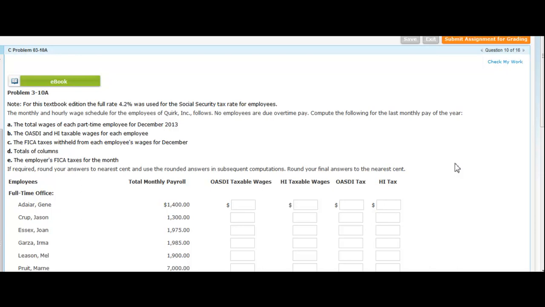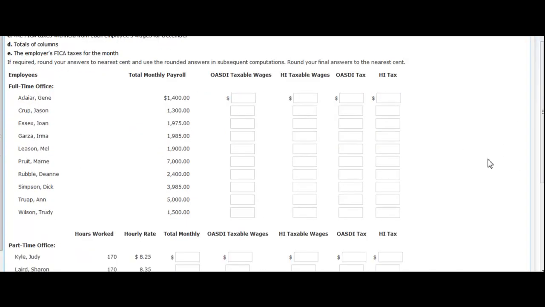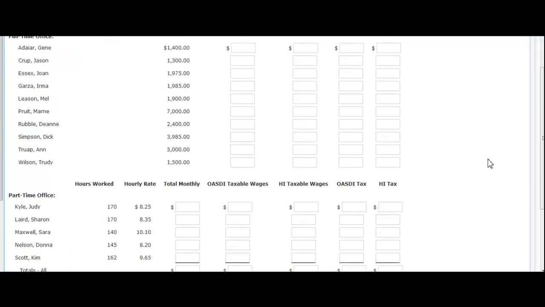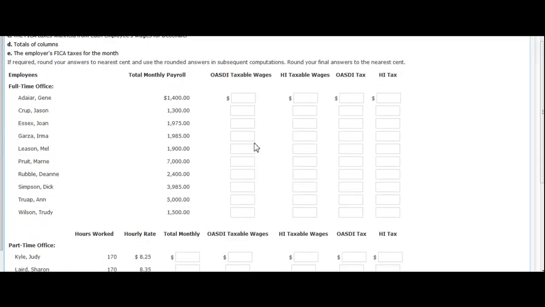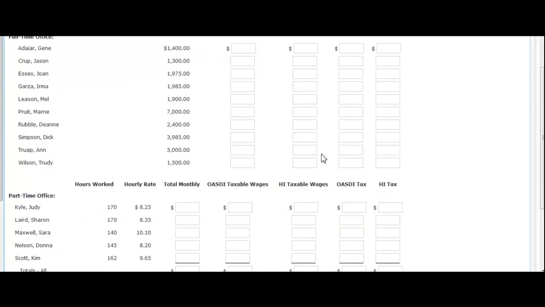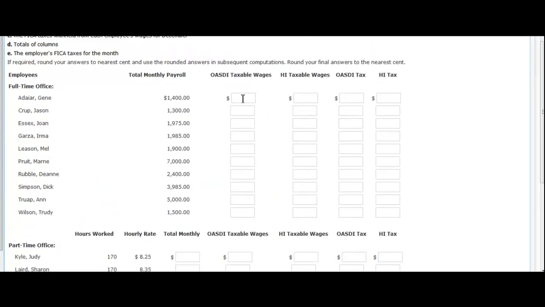Chapter 3, Example 10A, we have a series of employees listed here on the page. We have full-time employees and we have part-time employees. And what we need to do is take their total monthly payroll and figure out, and they only get paid monthly, calculate their taxable wages, their high taxable wages, then the OASDI tax and the high tax for both the full-time and the part-time.